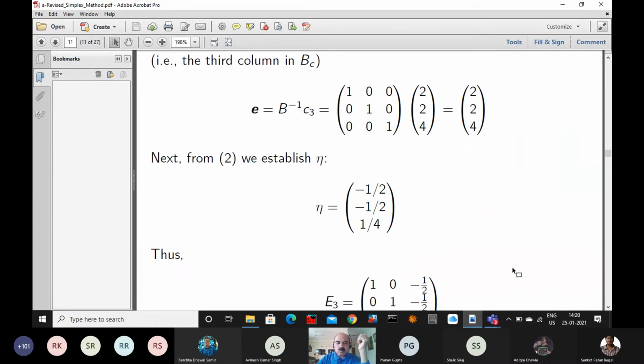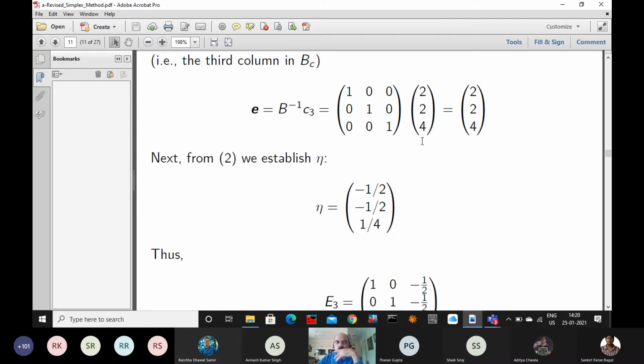Now we compute the E vector. See, this is different. For the first column, E is different. For the second column, E is different. For the third column, E is different because we are changing the column. B inverse into C3. B inverse is the identity matrix.